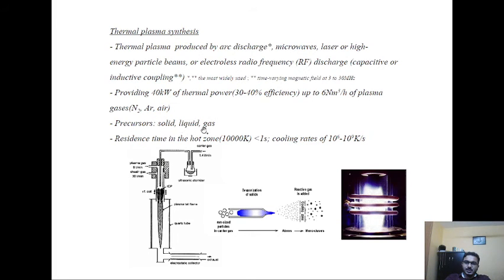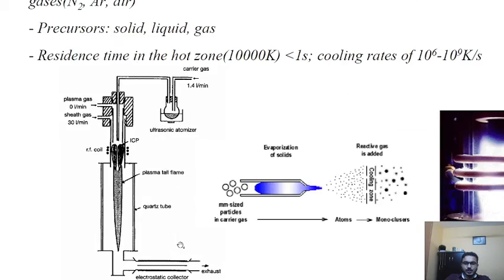Precursors used here can be in solid, liquid or gaseous phase, and the residence time in the hot zone, which is 10,000 Kelvin, is less than 1 second, and the cooling rate is 10 raised to 6 to 10 raised to 9 Kelvin per second. So let's focus on thermal plasma synthesis over here.